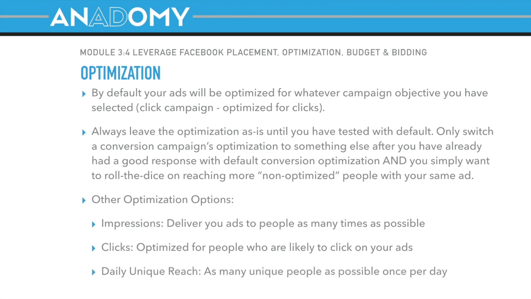Another option you'll have is daily unique reach. Now this is similar to impressions, but now you're trying to reach as many people as possible, but only up to once per day. Impressions will send it to the same people very, very frequently, whereas unique daily reach will try to get it to a broader group of your audience, but not more than once per day. Now changing these optimization options can help your ad reach a wider group of people, but you need to understand that it could impact the cost per conversion that you see inside of your ads.